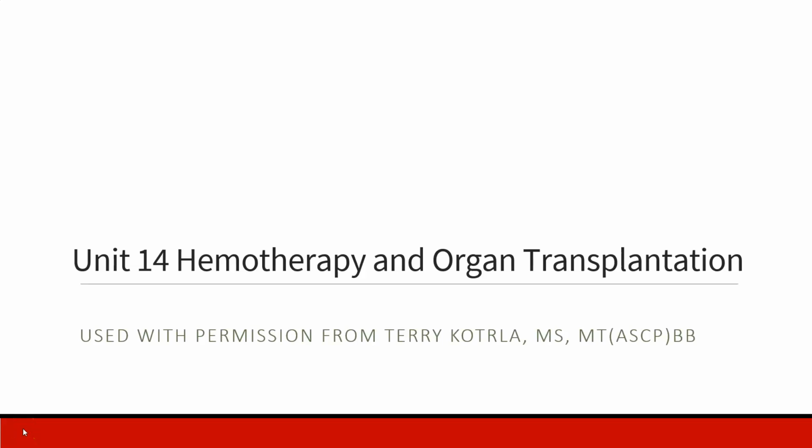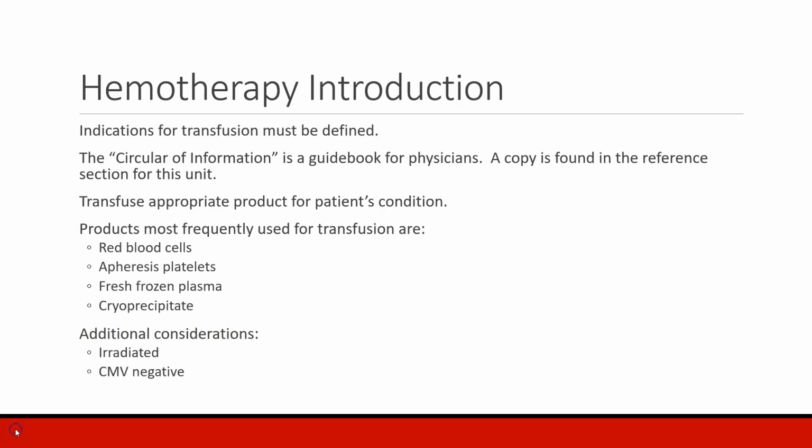In Unit 14, we will discuss hemotherapy and organ transplantation. Indications for transfusion for any component must be defined. The Circular of Information is a guidebook for physicians, and a copy is found in the reference section for this unit. Transfuse the appropriate product for the patient's condition.